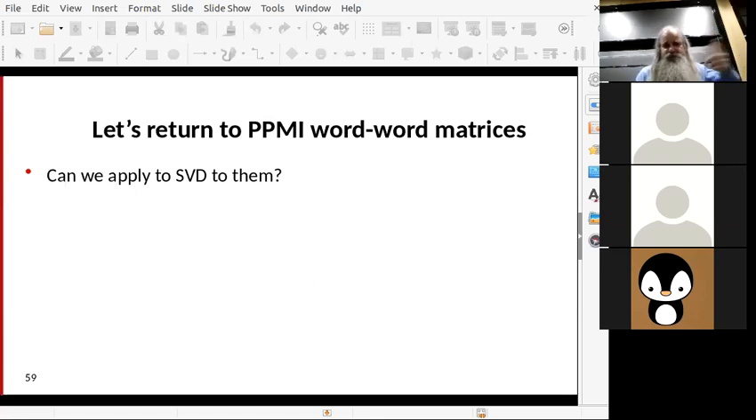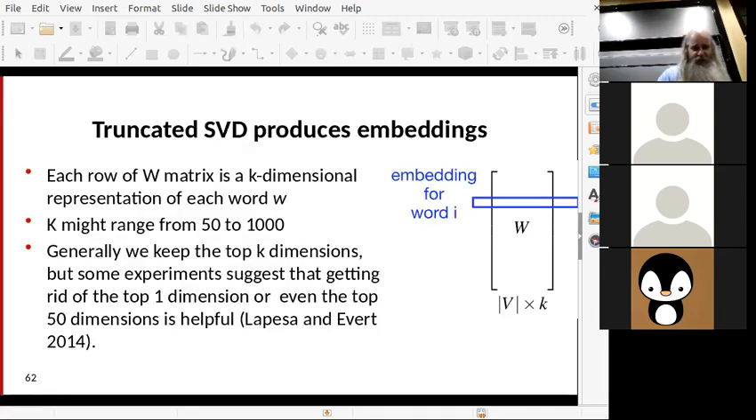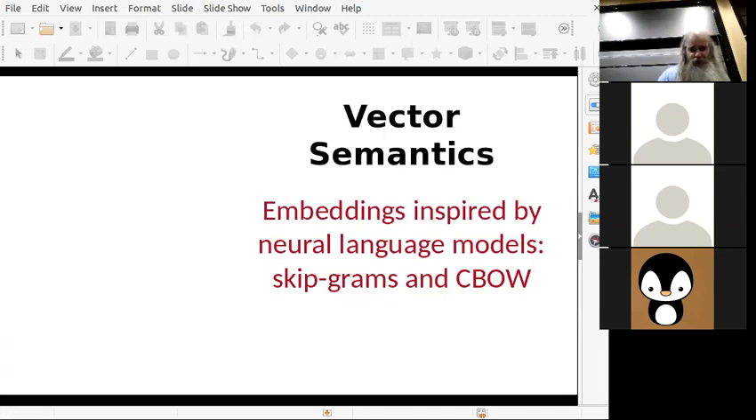Can we apply SVD to pointwise mutual information? Of course we can. So we end up with a reduction of that. Let's look at the second class of vector length reduction, and this is looking at neural nets. Particularly, we're going to look at skipgrams and continuous bag of words. And then I'll say a little bit about BERT, but we're actually going to talk about them in a later lecture again.